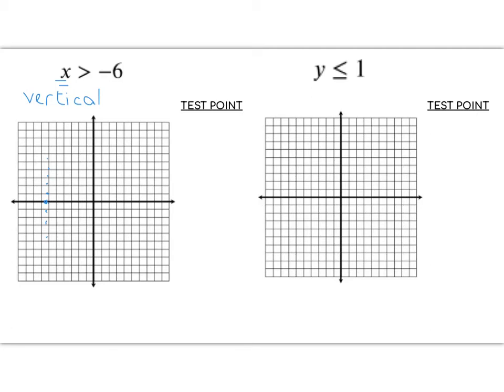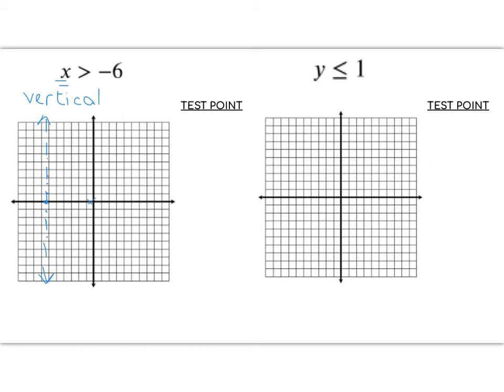Now, is this a solid line or a dashed line? Since there's no equal sign under that greater than, we are going to do a dashed line. So this is a dashed vertical line through negative 6. And I missed it a little bit, but I'm dealing with a big, thick stylus. Now, we want to know which side of the line is greater than negative 6.